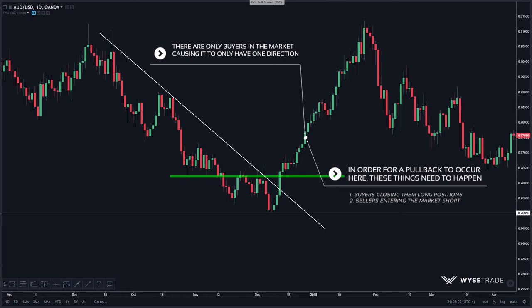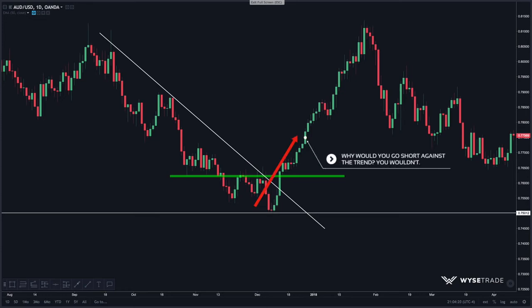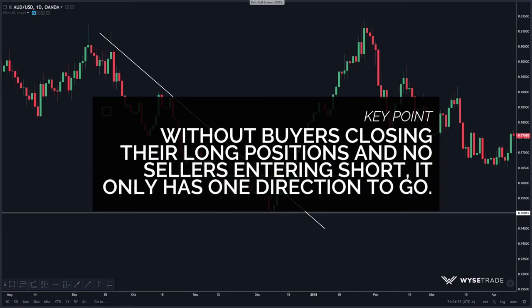Think about it from your perspective. Let's say you have seen price in a downtrend for months and months before finally reversing and you enter a trade long here. Why would you all of a sudden close it so early the second it starts trending upwards? You wouldn't. Now, think about it from a seller's perspective. You notice a fresh breakout showing the heavy bullish presence. Why would you jump in front of the trend and enter a trade short here? You wouldn't. Again, without buyers closing their long positions and sellers entering short, it only has one direction to go.